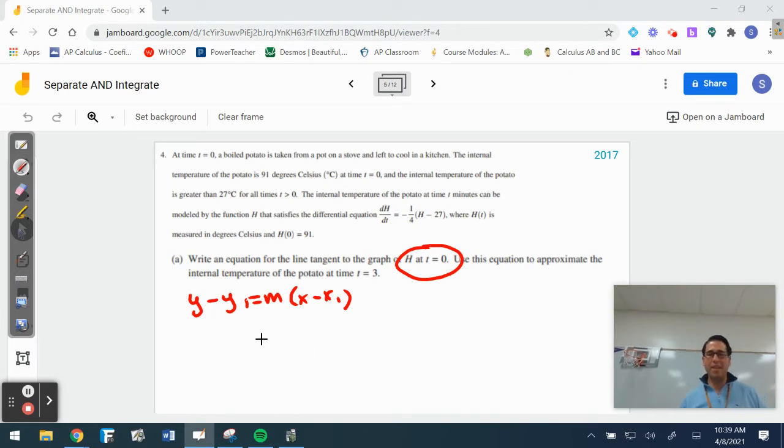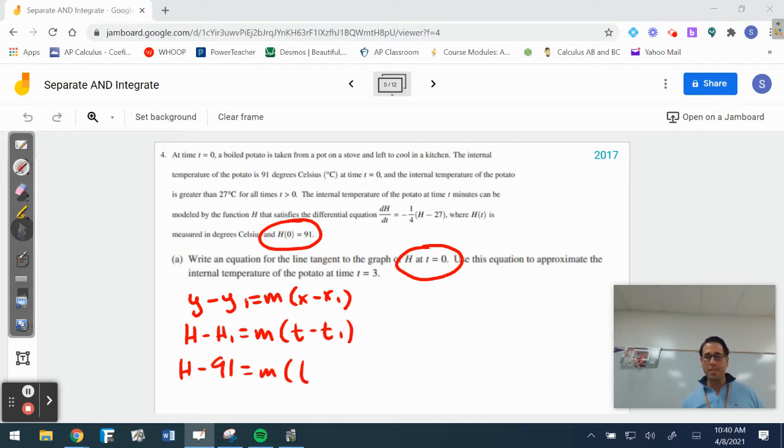So if I wanted to, maybe I should make this more pertinent to the problem. And I'm going to make this h minus h1 equals m times t minus t1, where t1 is going to be 0. Guess what, though? When t1 is 0, h is 91. So how about that? Almost done. Sweet. I just got to find m. Well, how do I find m? Well, m is simply the derivative of h, but I've got to find it when t is 0 and h is 91. So I plug that in.